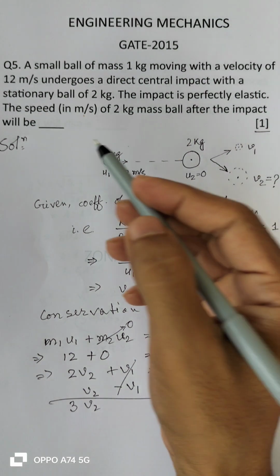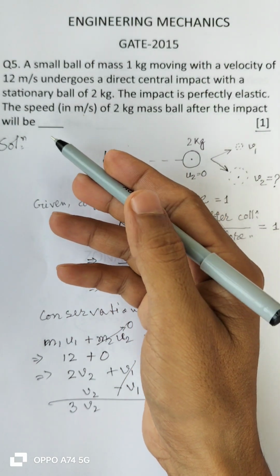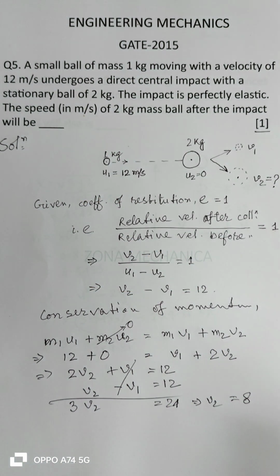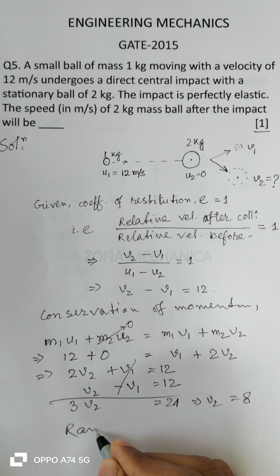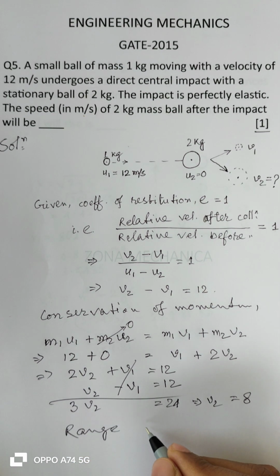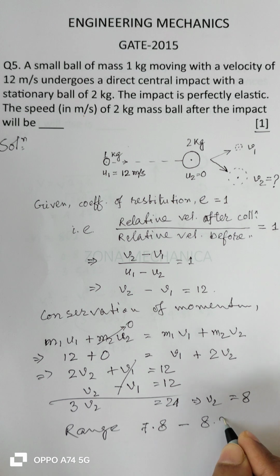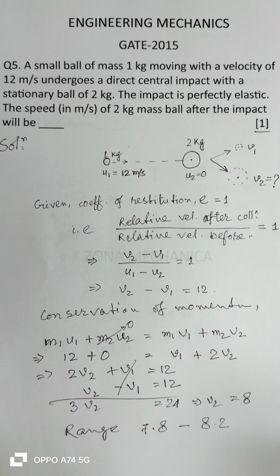Okay, since this is a numerical answer type of question, the answer will be given in a range. So for this question the range of answer is 7.8 to 8.2. So our answer is 8, so it is within the range, so this is a correct answer. Okay.